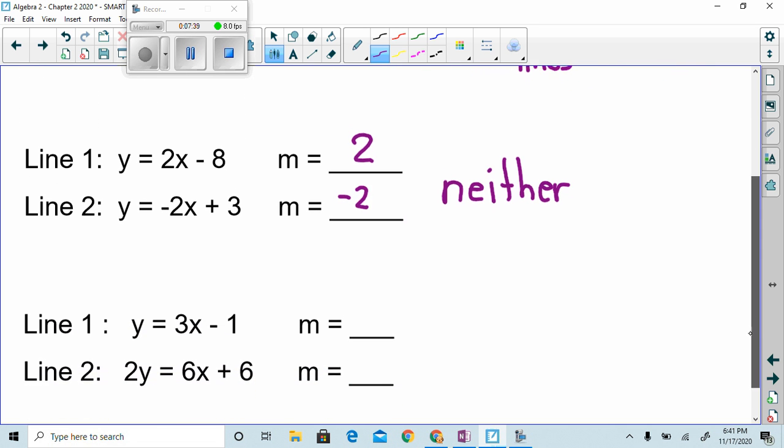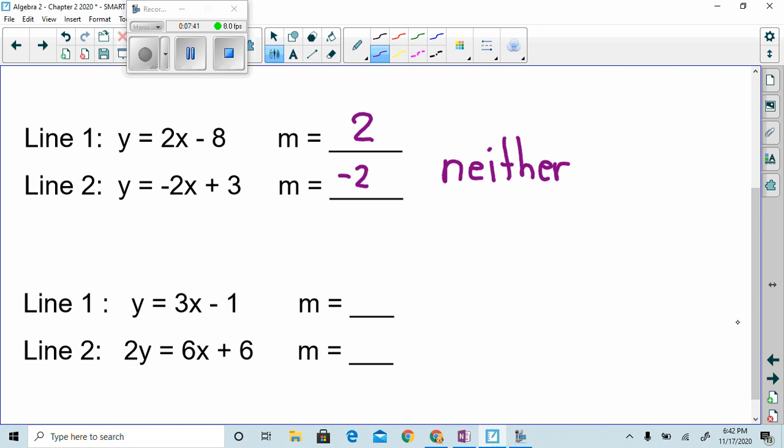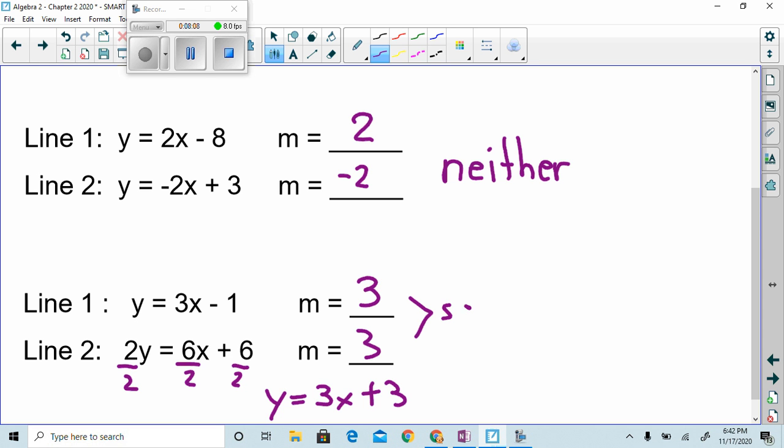Third set of equations. Y is equal to 3x minus 1. Slope of that line is 3. I look at my second line and I realize it's not in slope-intercept form yet. It's not isolated. So I need to divide everything by 2. And I see that the equation will be y is equal to 3x plus 3. I see that the slope is 3. Same slope. What does that tell you if they have the same slope? That they are parallel.